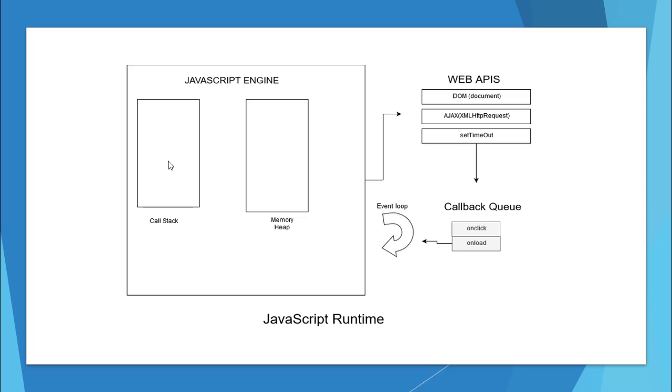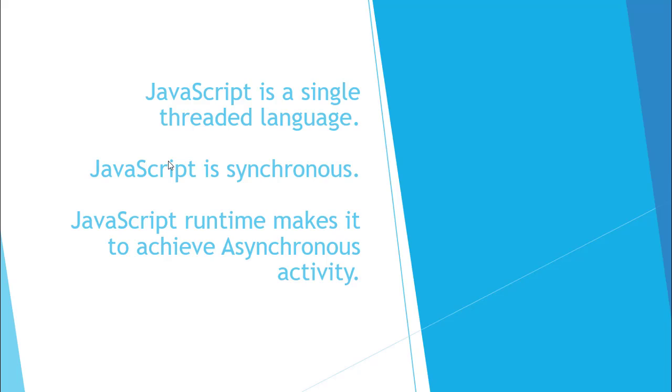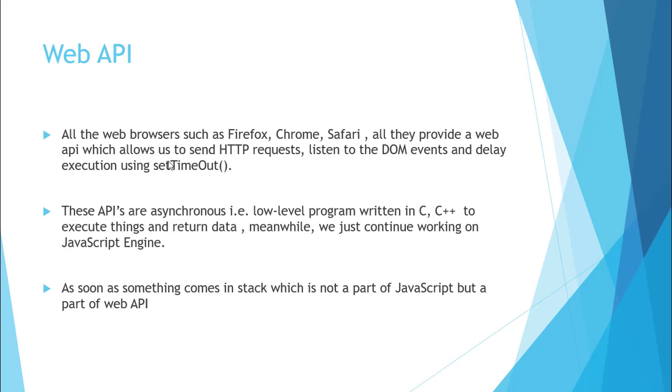But with web APIs, which are introduced by web browsers like Firefox, Chrome and Safari, whatever browsers we have, we get web APIs, which are low level programs written in C or C++. They handle various things like HTTP requests, and listening to DOM events like clicking a button or validating forms. These web APIs allow you to make the whole runtime asynchronous. Now what does that actually mean? We are going to discuss it.